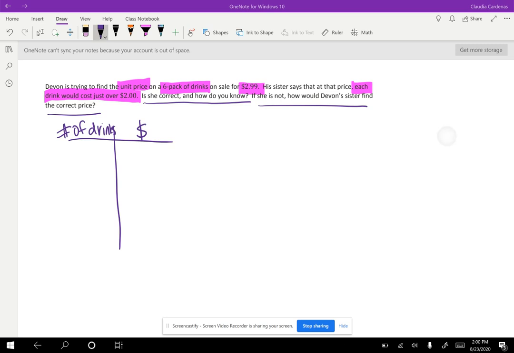All right, so after looking at that table, I know the word unit means for one. So we want to know how much one drink would cost if we have a 6-pack of drinks that cost $2.99. So let me go ahead and put that into our table. A 6-pack, that means there's 6 drinks in there, costs $2.99. She thinks that one drink will equal $2.